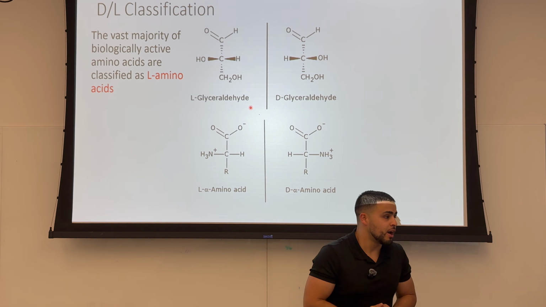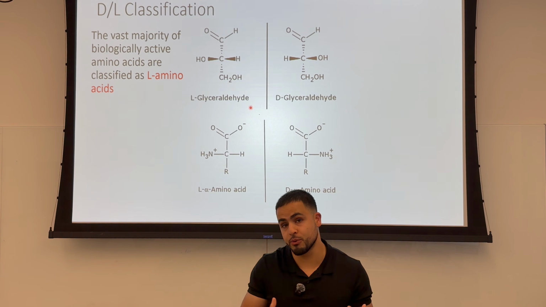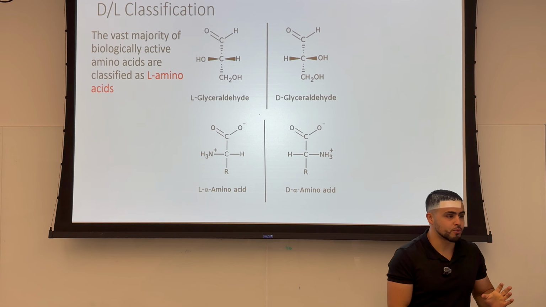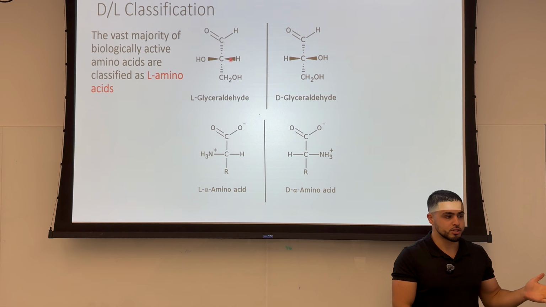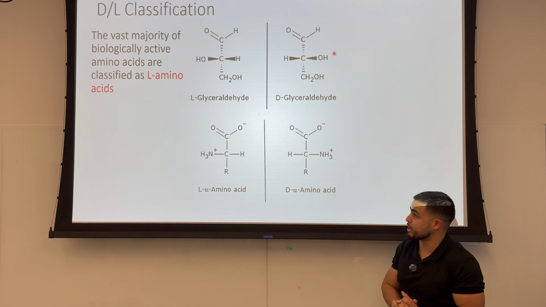All right, so how do you determine, let's say they give you a structure and they tell you, is this an L or D amino acid? Well, it's based on the glyceraldehyde molecule. If you look at the glyceraldehyde molecule, if this OH is to the left, then you have the L glyceraldehyde molecule, and if the OH is to the right, then you have the D glyceraldehyde.